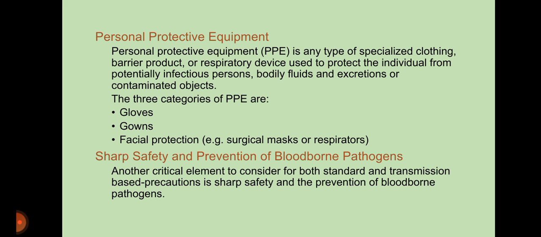So, there are the three categories of PPE. First, the gloves. Second, the gowns. And third, the facial protection, for example the surgical masks or respirators.